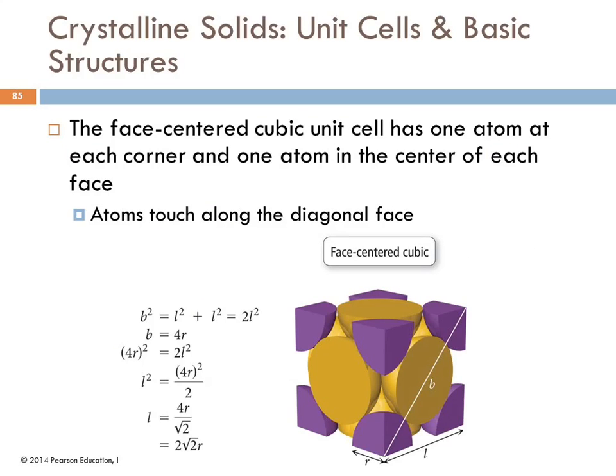Face-centered cubic is named because the face has the center of an atom, instead of body-centered, where the center of the atom was in the middle, in the body. Here, the center of an atom is on the face. So face-centered, we've got faces all around, top and bottom, right and left, back and forth. So how many atoms are in that one?